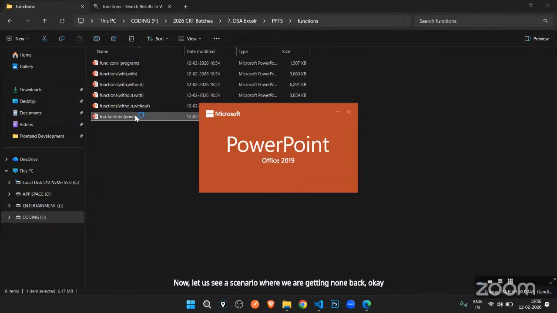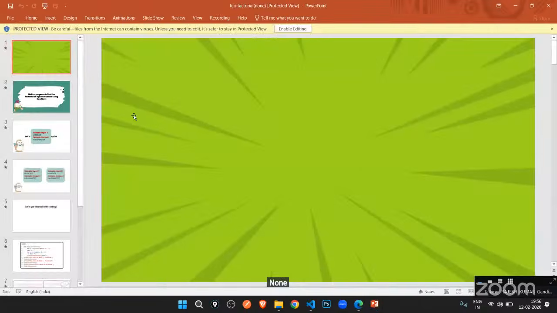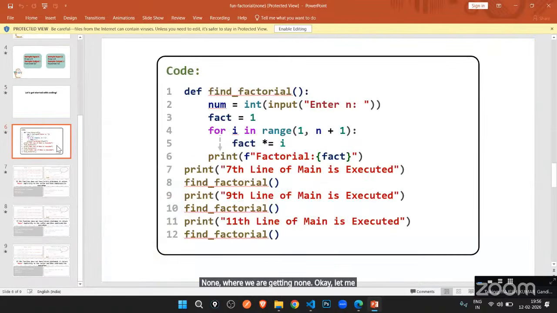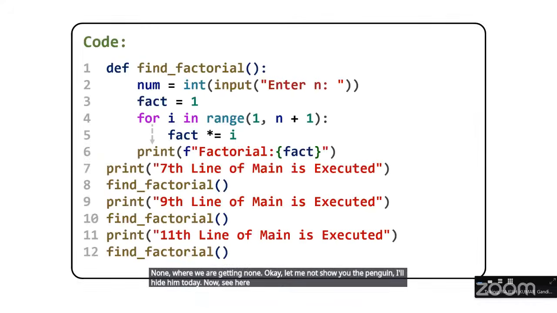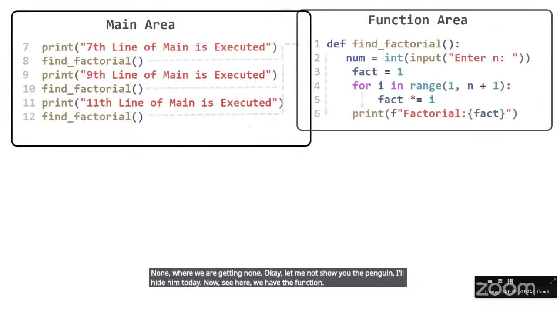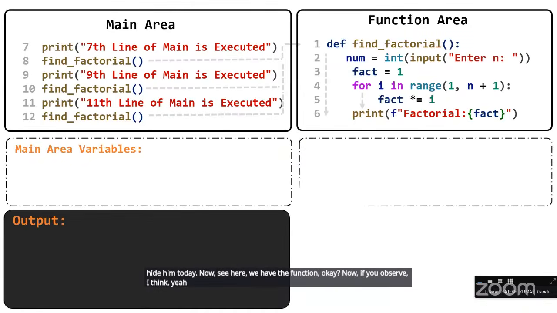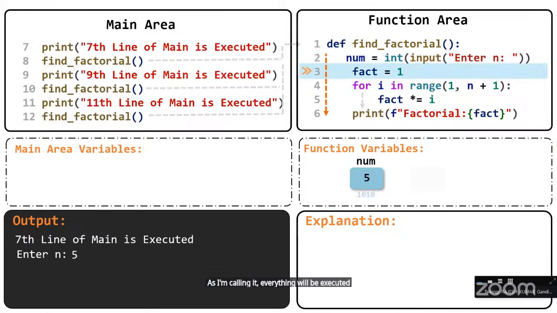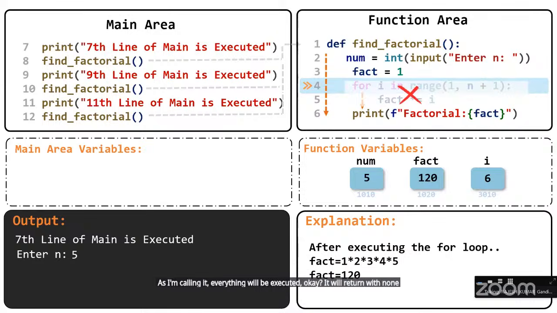Okay, let's see this factorial where we are getting None. Let me not show you that penguin. I'll hide him today. Now see here, we have the function. Now, if you observe, same thing, actually. As I'm calling it, everything will be executed. It will return with None, actually. It's not returning anything.